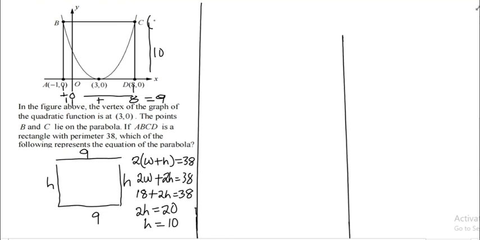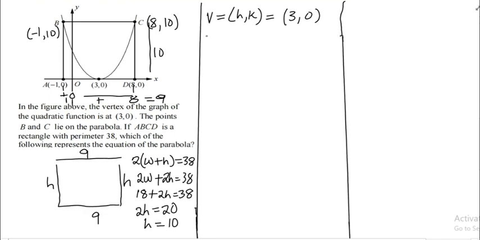So here the C coordinate is (8, 10), and here the B coordinate is (-1, 10). Now let us find the next thing, which is the vertex of the quadratic function that is given. The coordinate of the vertex, which is (h, k), is given by (3, 0). So it means our h is 3, while our k is equal to 0.